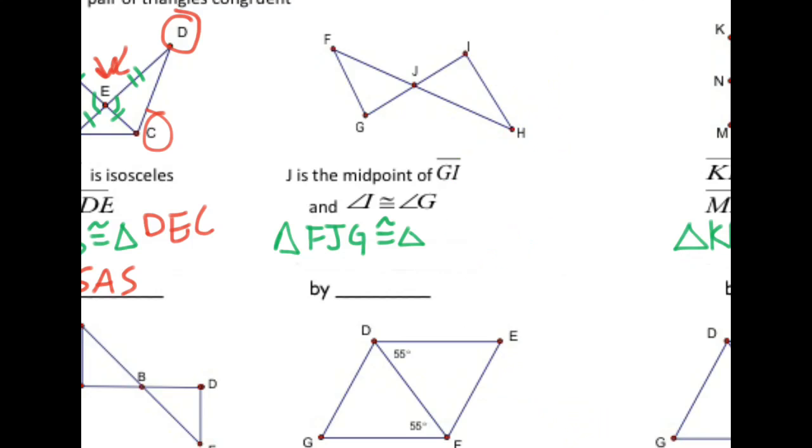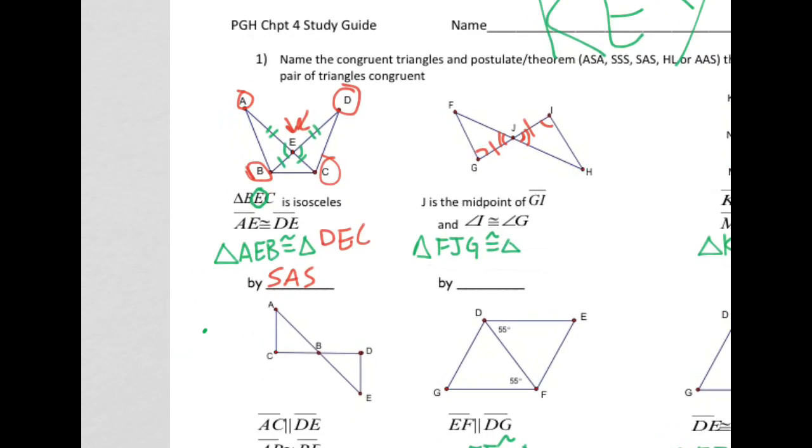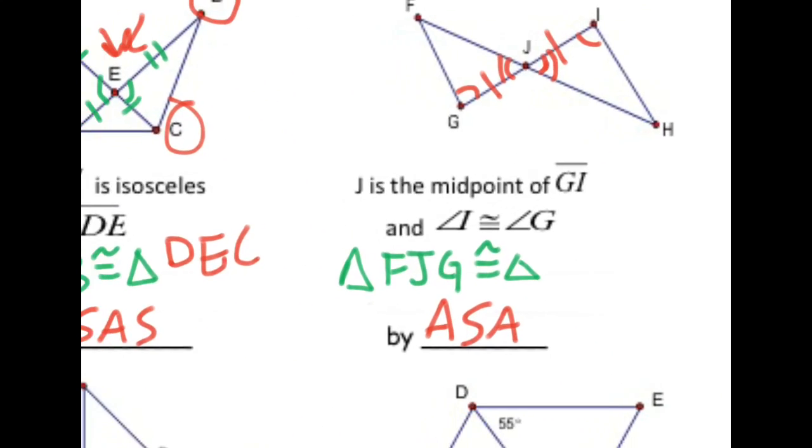This time we know that point J is the midpoint of line segment GI. If it's the midpoint, we know that it splits it into two equal segments. And we're also told that angle I is congruent to angle G, so I'm going to mark those as congruent. And then again, I have a pair of vertical angles right there in the middle. So this time, I know that I have two congruent triangles by the angle side angle theorem, the other sandwich theorem that we have.